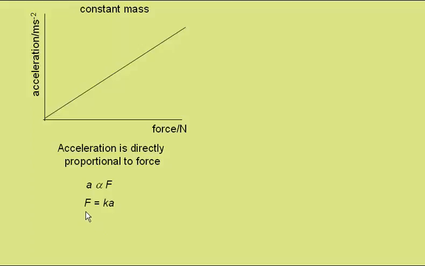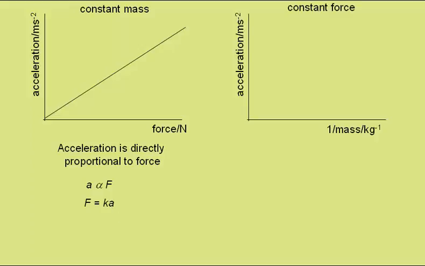We could say that force is equal to a constant times acceleration. If we keep the force constant and change the mass, plotting a graph of acceleration against 1 over the mass also gives us a straight line through the origin.